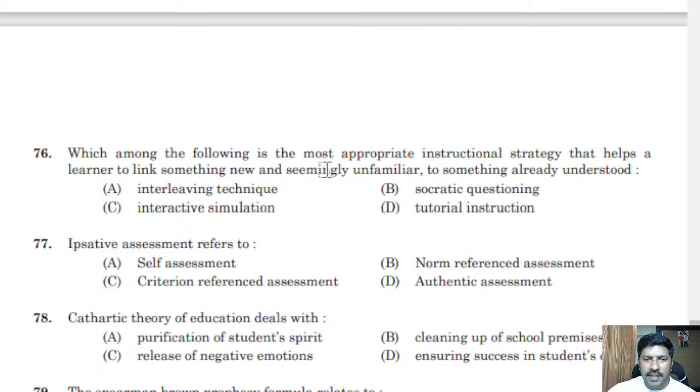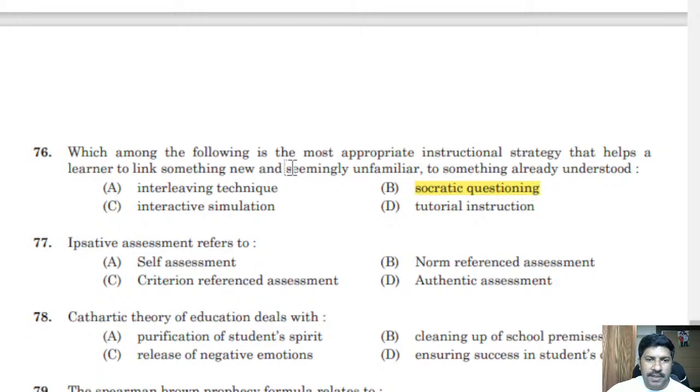Which among the following is the most appropriate instructional strategy that helps a learner to link something new and seemingly unfamiliar to something already understood? So, correct answer is Socratic questioning. That is Socratic questioning.